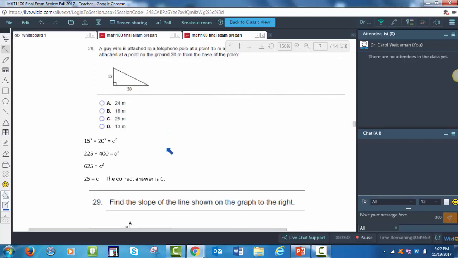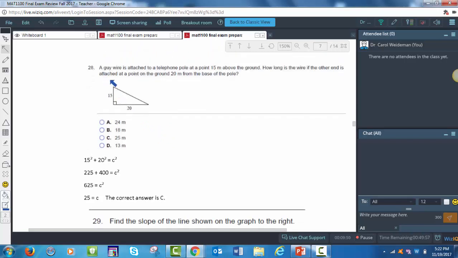Another Pythagorean theorem. We've got a guide wire attached to a telephone pole at a point that is 15 feet above the ground. How long is the wire if it's attached to a point on the ground 20 meters away from the base of the pole? So we're going to take 15 squared plus 20 squared is c squared. 225 plus 400 is c squared. Add the two numbers together, we get 625, take the square root, and the answer here is 25 meters.